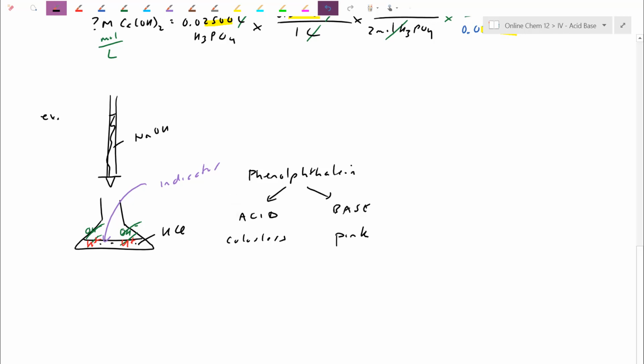So I drop in the first hydroxide. The hydroxide finds H+, overall still acid. The indicator stays colorless. You drop in another hydroxide here. It kills off the H+. Now, as it gets harder and harder to form H+, the pink color starts staying for longer.